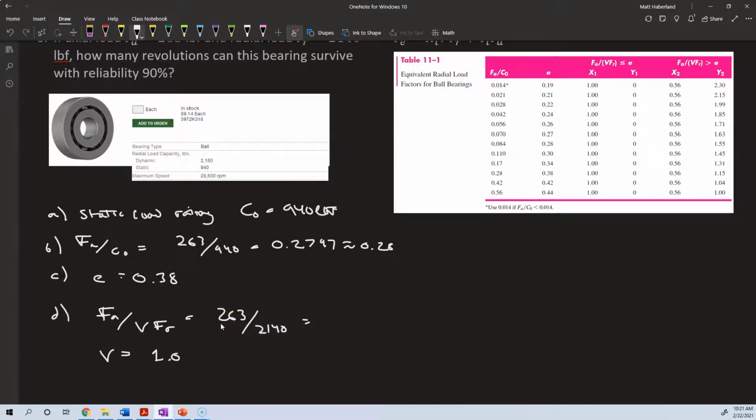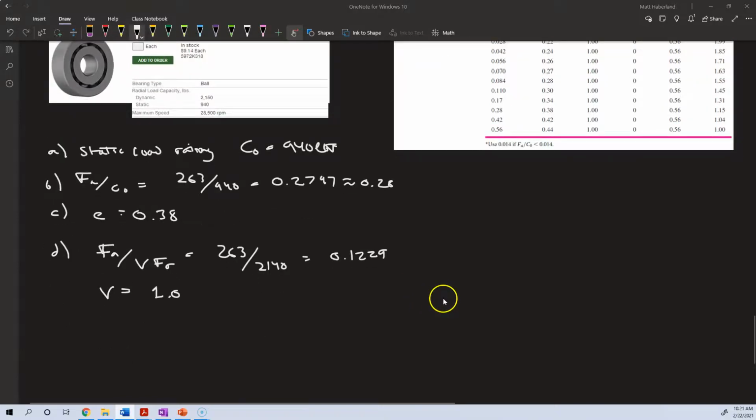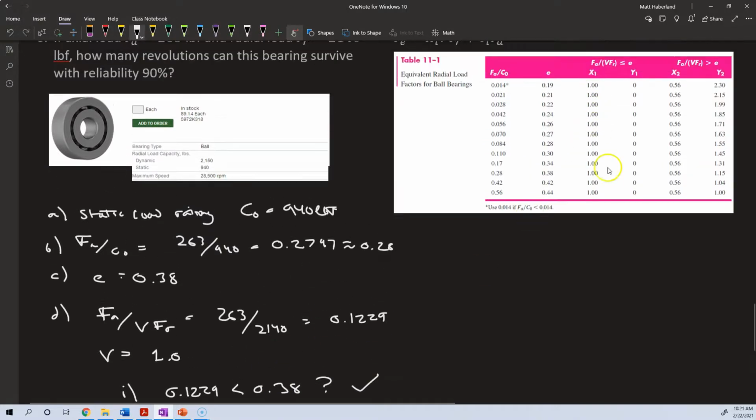So the axial load is a small fraction of the radial load, 0.1229. If FA over VFR is less than E, is that the case? Is 0.1229 less than 0.38? Yes, it turns out. So these are what we need.